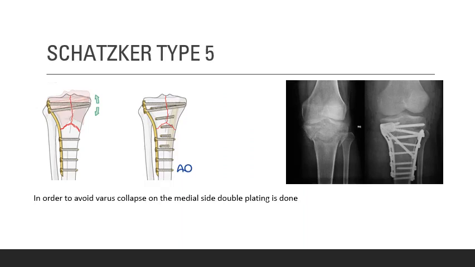Treatment for Schatzker type 5. Schatzker type 5 is a bicondylar fracture. So in order to avoid varus collapse on the medial side, double plating is done, one on the lateral side, another one on the posterior medial aspect. As you see in the X-ray, it is a bicondylar type 5 fracture. This is the posterior medial plate and this is the lateral PTLCP plate.